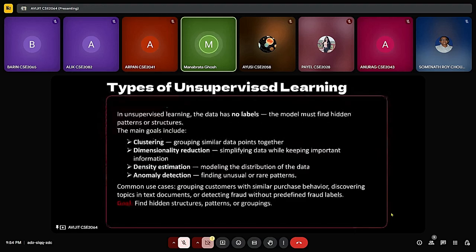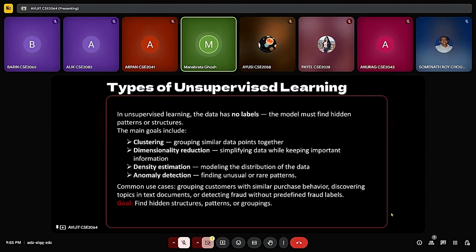So there are some types of unsupervised learning. The first type is known as clustering, which is grouping similar data points together. There are some examples like k-means, hierarchical clustering, or DBSCAN. There are so many examples. There are applications of unsupervised learning as well, like customer segmentation, image grouping, genetic data analysis, and so on.